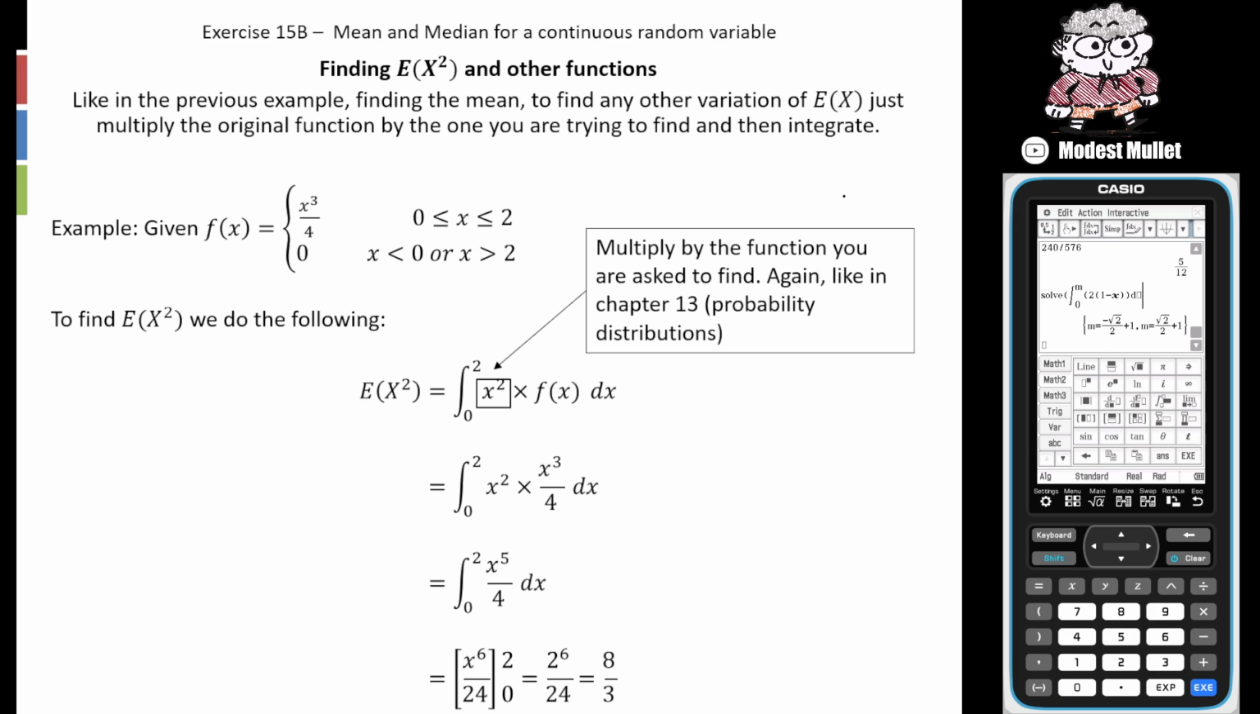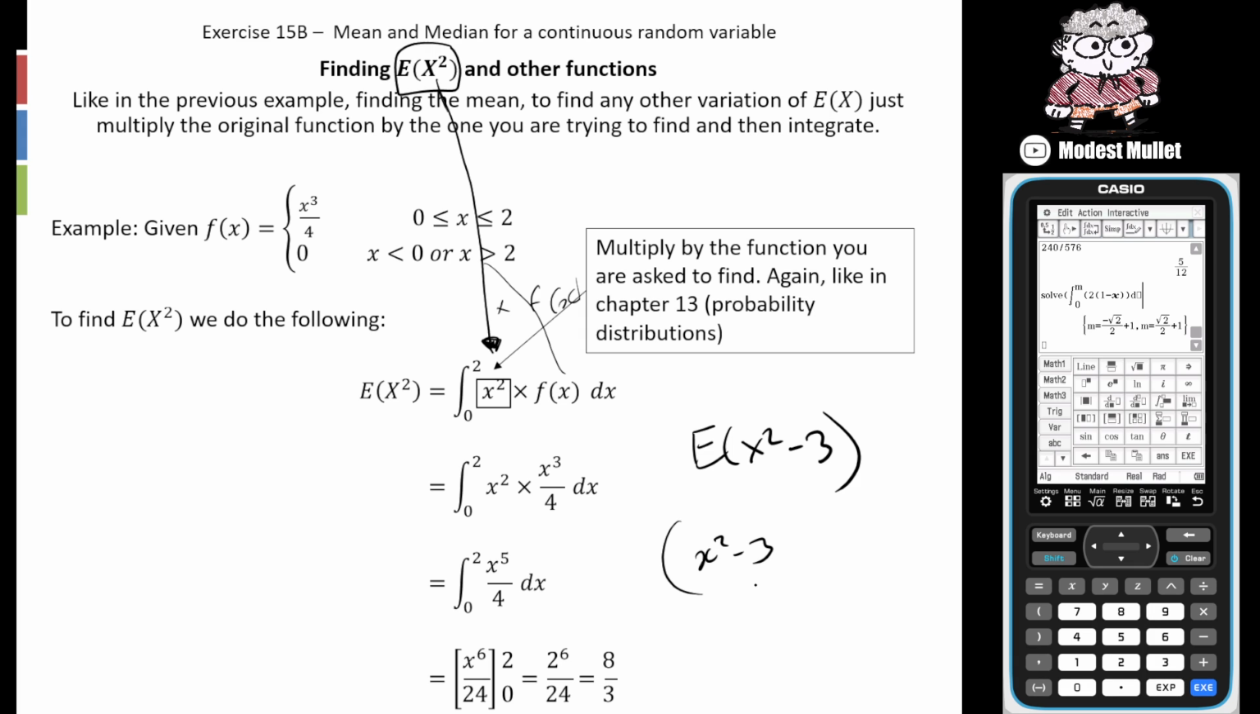We can apply our same trick that we did in discrete variables. If we're not wanting to find the expected value of x, but we're maybe asked to find the expected value of x squared, whatever we're asked to find, we just put in front. We're multiplying by f of x. So if we're finding x squared, we put x squared in front instead. If we're finding the expected value of x squared minus 3, we're going to put x squared minus 3 all times by f of x. Now that's going to be a bit of a pain, take a bit of expansion, but that's all it is.